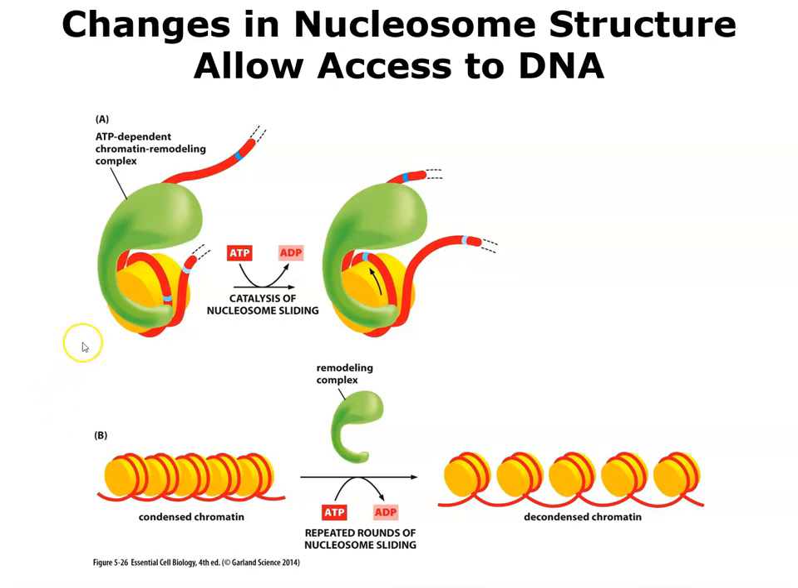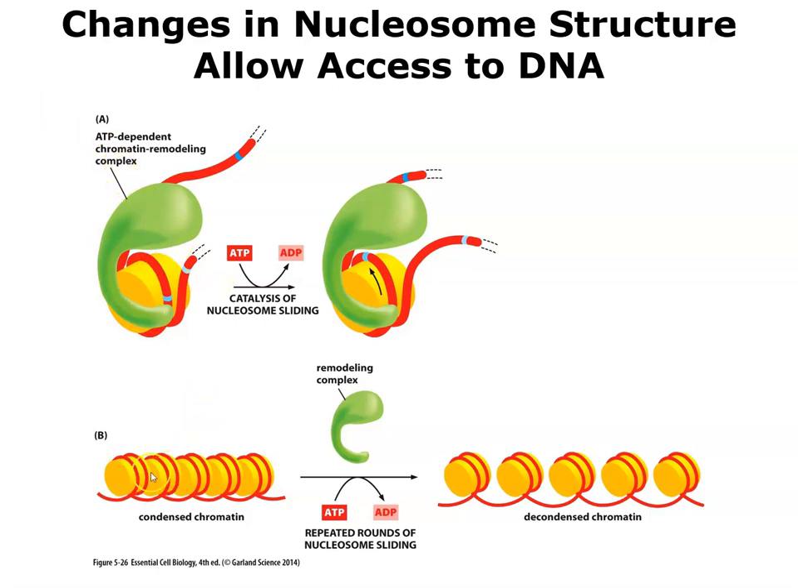Likely a lot of those different modifications of the histones themselves, those tails, are actually recruiting other proteins. So those modifications can recruit other chromosome modifying proteins. For example, ATP-dependent chromatin remodeling complex, which is right here in green. So those different modifications on this histone can help to recruit, or not recruit, these kinds of things.